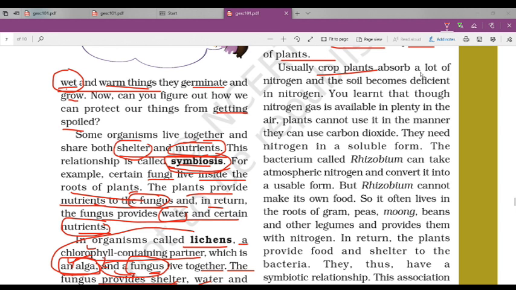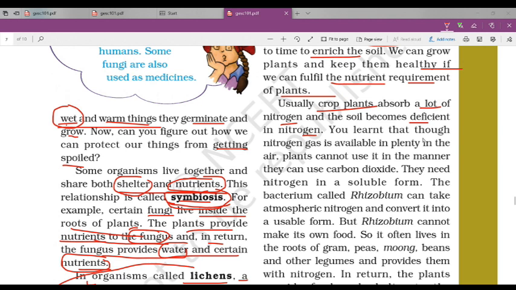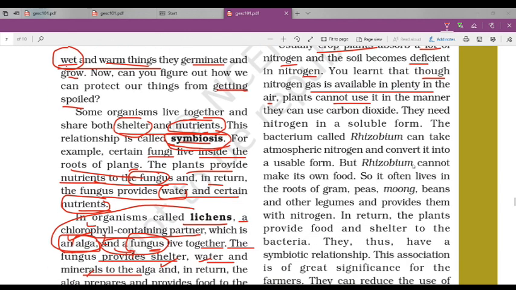Usually crop plants absorb a lot of nitrogen and the soil becomes deficient in nitrogen, as farmers are growing crops on a very large scale. Those plants absorb the important nutrients from the soil at a very high rate. So it is very important to replenish the soil with nitrogen, phosphorus and potassium. You learned that nitrogen gas is available in plenty in the air, but plants cannot use it, as we know.